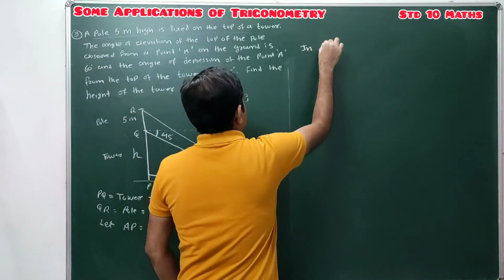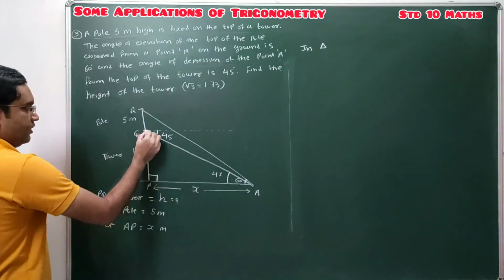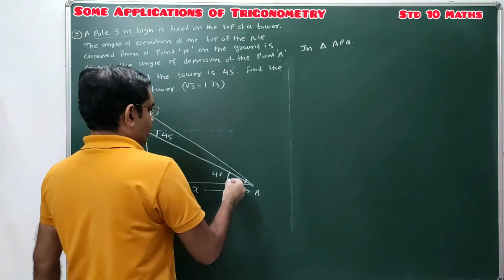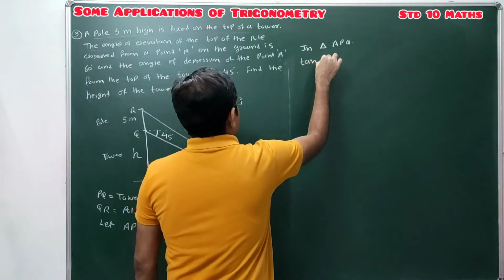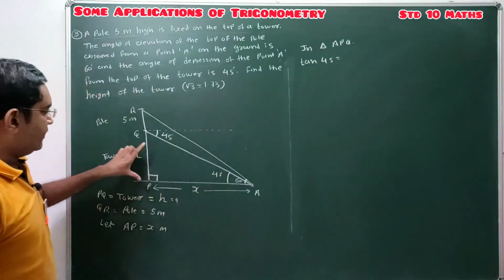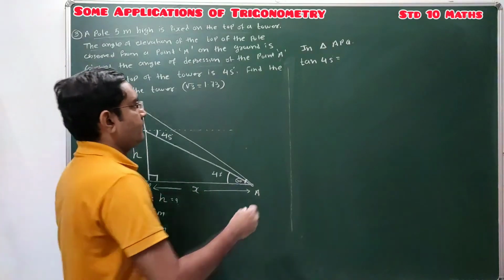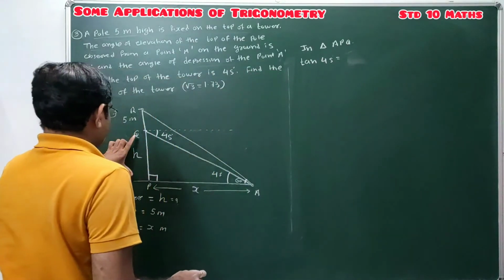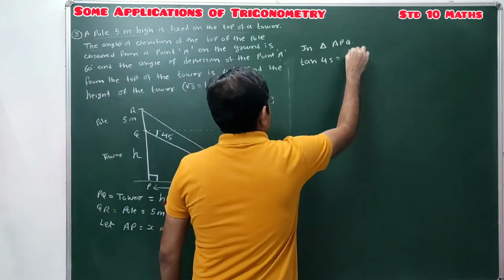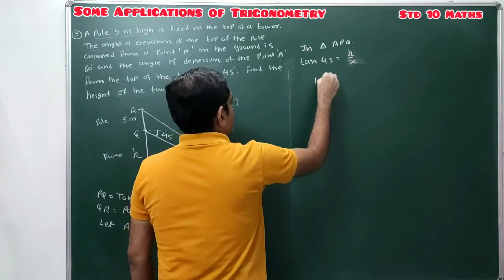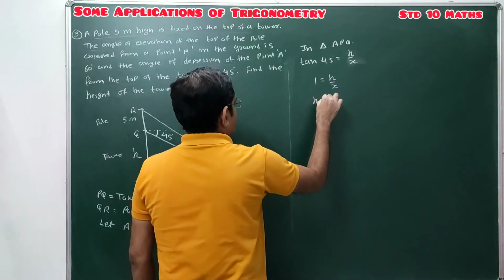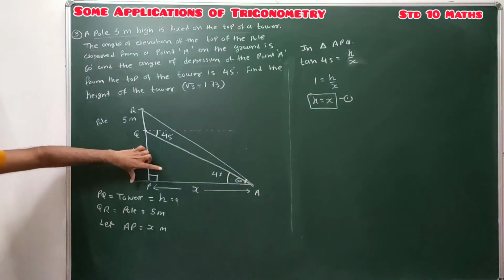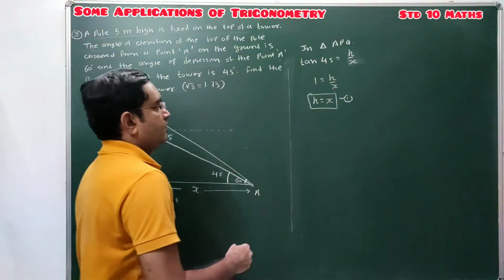Now in the first triangle, that is in triangle APQ, tan 45 is opposite side by adjacent side, PQ upon AP. If you don't need to write all this, then directly write the answer. It's opposite side by adjacent side, H upon X. Tan 45 is 1. So 1 equal to H upon X. So the first result is that H and X are both equal. The point A is at a distance equal to the height of the tower. Result 1.